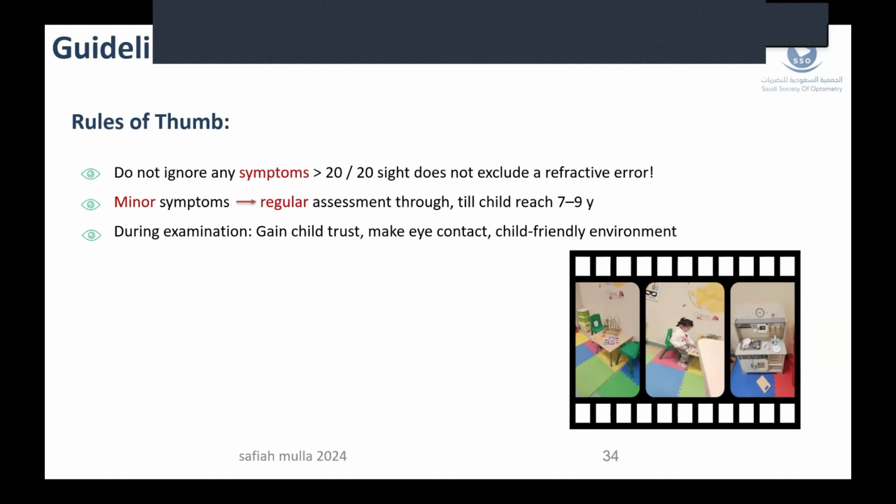During the examinations, you have to try to gain the trust of the child. If you gain the trust of the child, you're going to have a very pleasant examination with the child. I found that it's very important to make eye contact with them. If you make eye contact with them, they will listen to you and go ahead and give you what you want. The other very important thing is to make your clinic a child-friendly environment, so the kids will enjoy the place and enjoy coming to the clinic.